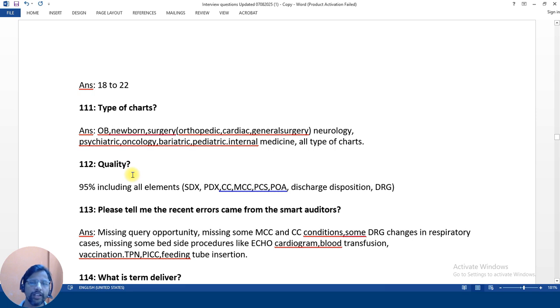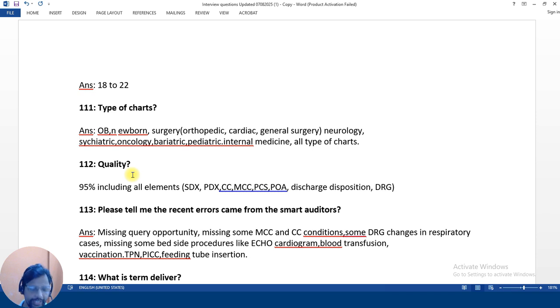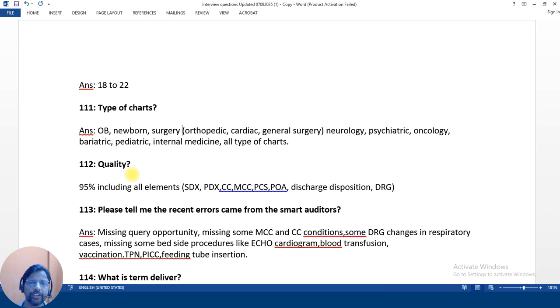So OB charts, newborn charts, surgery charts like orthopedic, cardiac, general surgery, as well as neurology. Sometimes we will get psychiatry charts also, oncology, bariatrics, and pediatric charts as well as internal medicine. So here basically you don't need to mention all these types. Basically you need to mention whatever charts you have coded during the live coding. For example, if you have coded OB and newborn for most of your inpatient coding experience, just tell OB and newborn.